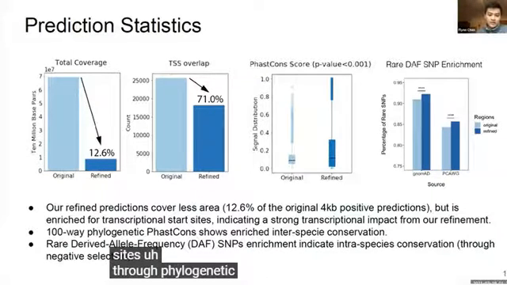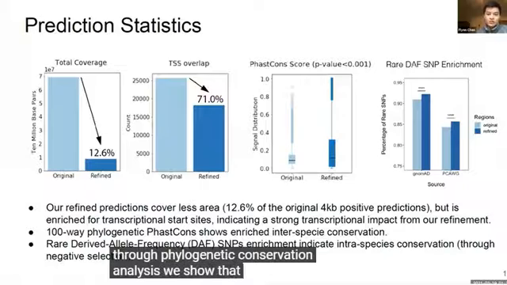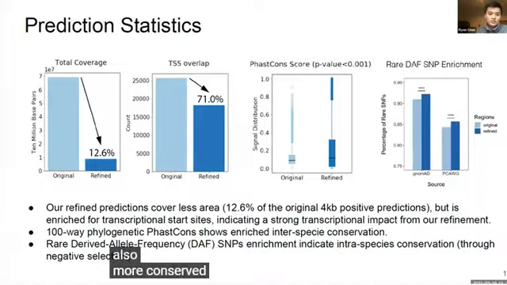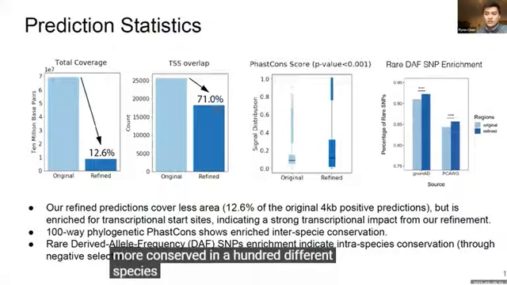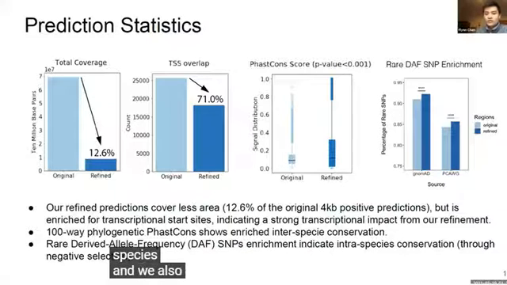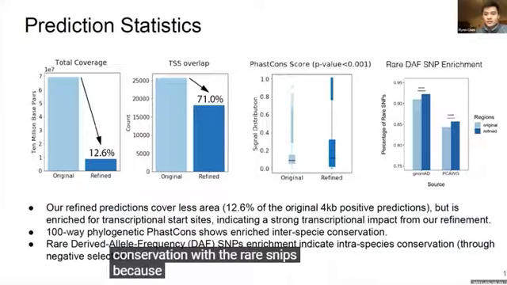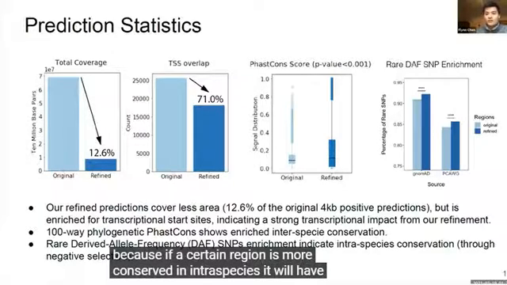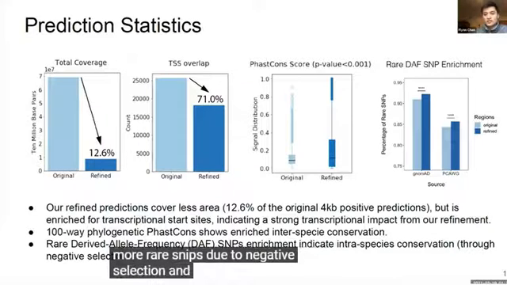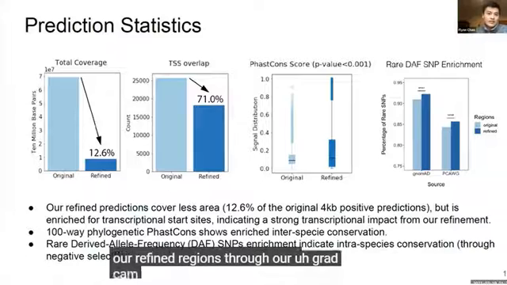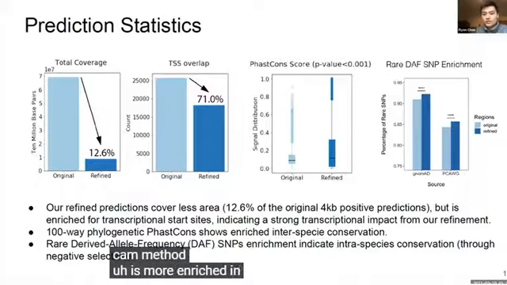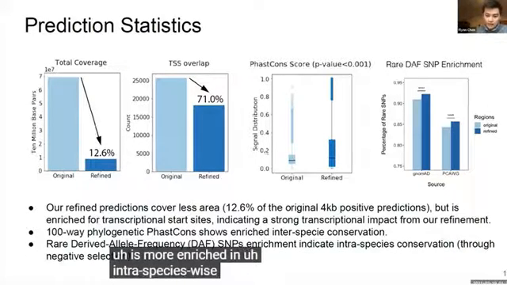Through phylogenetic conservation analysis, we show that the refined set is also more conserved in 100 different species. And we also evaluated intraspecies conservation with the rare SNPs, because if a certain region is more conserved in intraspecies, it will have more rare SNPs due to negative selection. And we also show that our refined regions through our GradCAM method is more enriched intraspecies-wise.